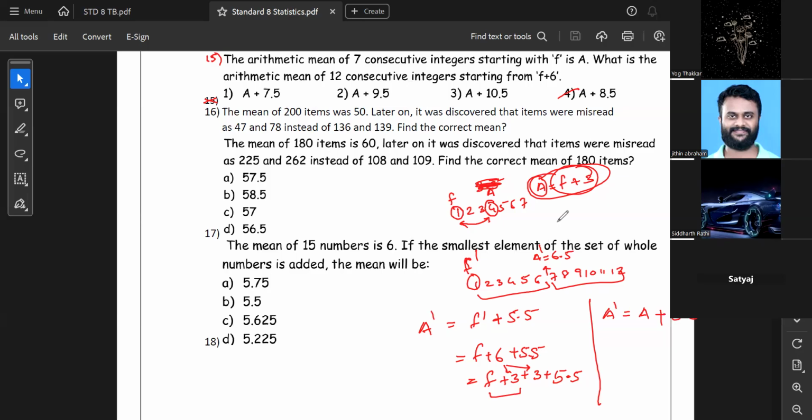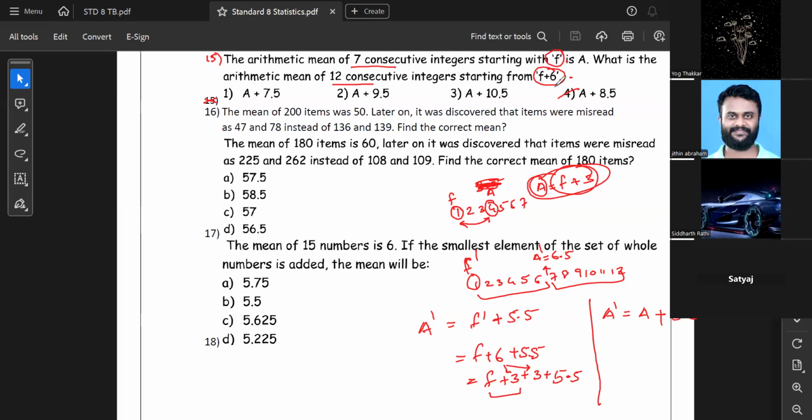I didn't understand the part F dash and 8 dash. Okay. So my dear child, as you observe, these 7 consecutive numbers had a different first digit and the remaining 12 consecutive numbers have a different first digit. So are they the same series? No, they are different.